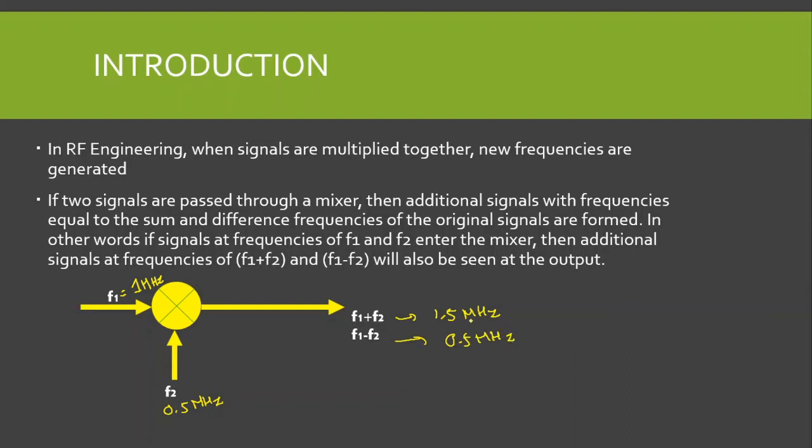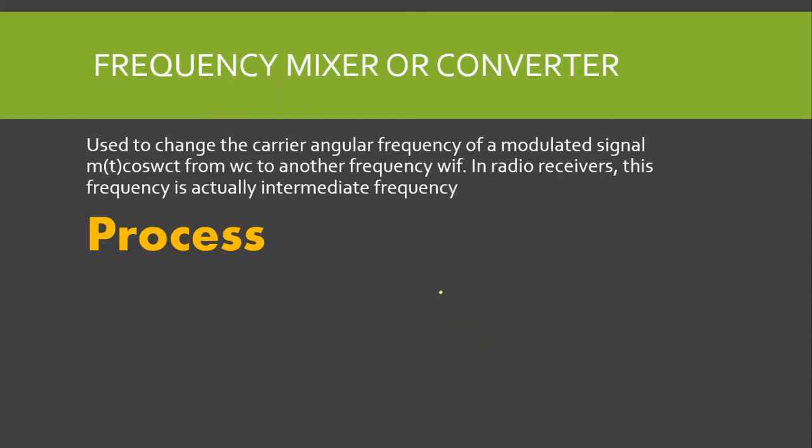Now this concept can be used in frequency mixing or frequency conversion. Basically, in frequency mixing or frequency conversion, we change the carrier angular frequency of a modulated signal, which is m of t cosine omega_c t, whose frequency is omega_c. We change its frequency from omega_c to another frequency omega_IF. And in radio receivers, this frequency is actually called the intermediate frequency. That's why I have used the IF.